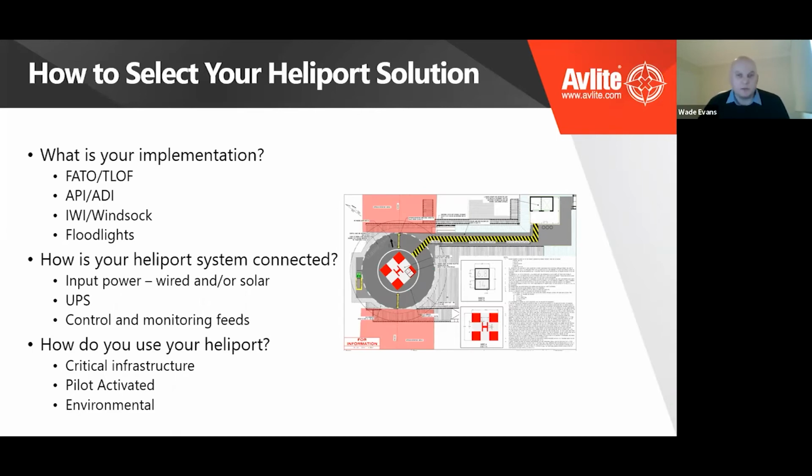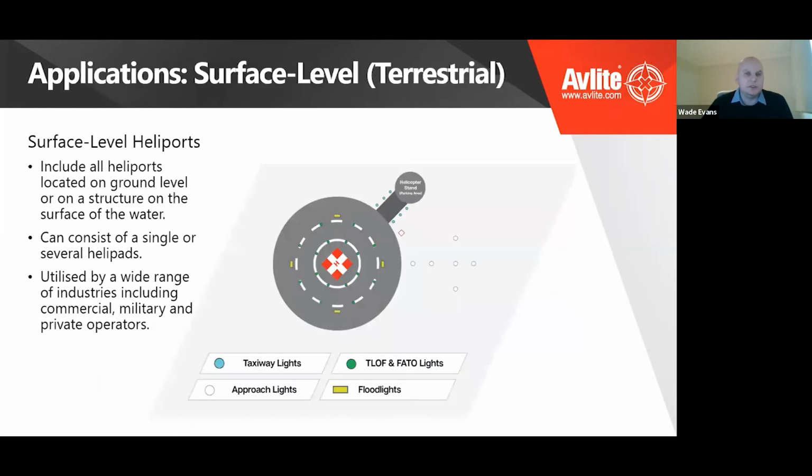And then are there any environmental factors? Conditions such as weather, exposure, location, climate, all of those key criteria play into what lighting is picked and then what control system is mapped around it. So that's how to define the heliport solution. And then as we've listed throughout that process, applications form really a core part of that decision process.